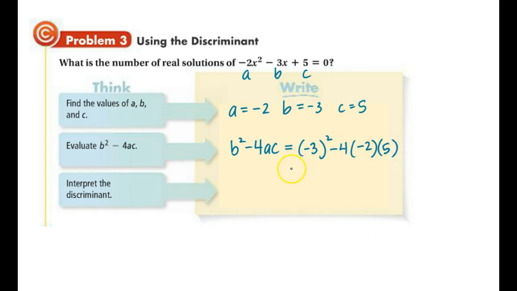So when we simplify that, we get 9 plus 8 times 5, which is 40. So that means we get 49 for our discriminant. Because the discriminant is positive, that means it's greater than 0. So that means our equation has two real solutions.